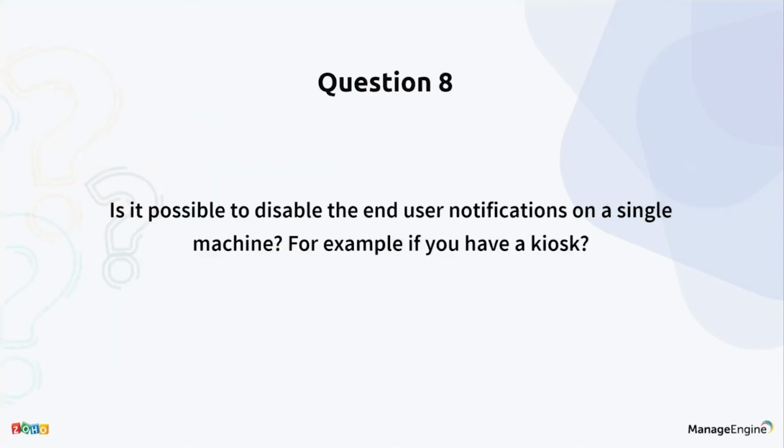Is it possible to disable the end user notification on a single machine? For example, if you have a kiosk. Yes, this is something that you're customizing when you create a patch deployment configuration for a single machine. You can decide to allow the end users to skip the deployment or not. As we have seen in the deployment policy, you can either disable or enable the user notification so that they can be allowed to proceed or skip the reboot or patch deployment task.